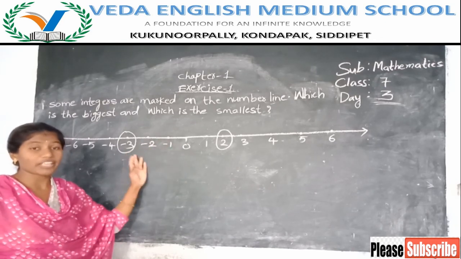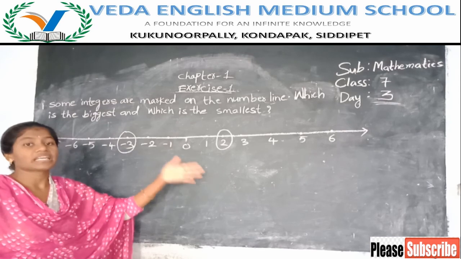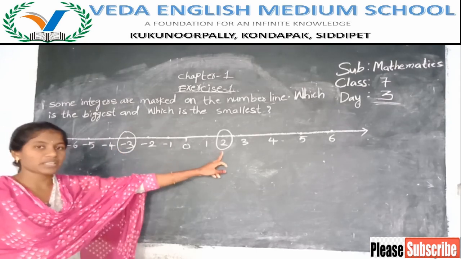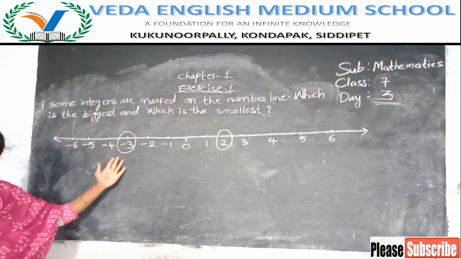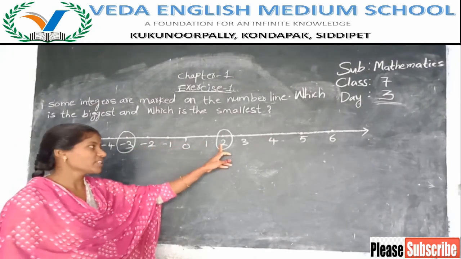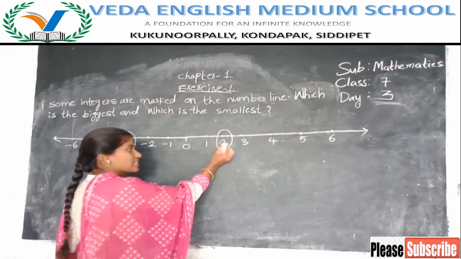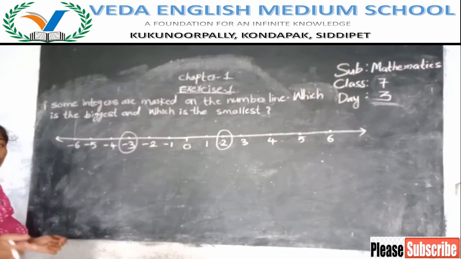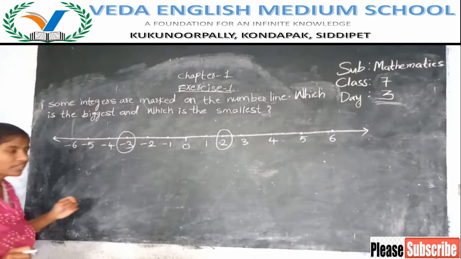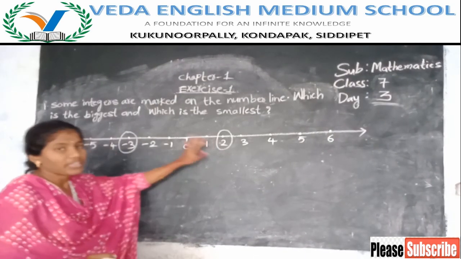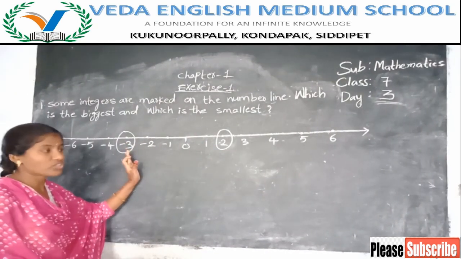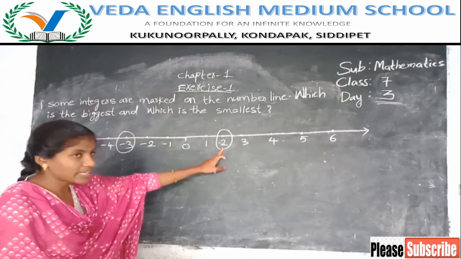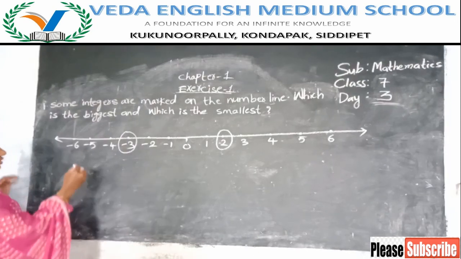As I said already, positive numbers are greater numbers, negative numbers are smaller numbers. Positive means plus. Plus numbers are greater, minus numbers are smaller. For this 2 there is no symbol, but you have to treat it as plus 2. It is plus 2, it is minus 3. Out of these two numbers, 2 is the greatest number, minus 3 is the smallest number, because positive numbers are always greater.